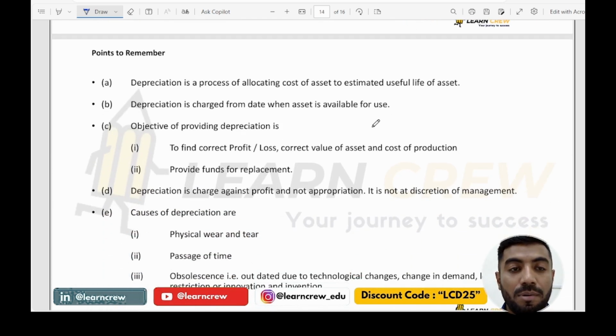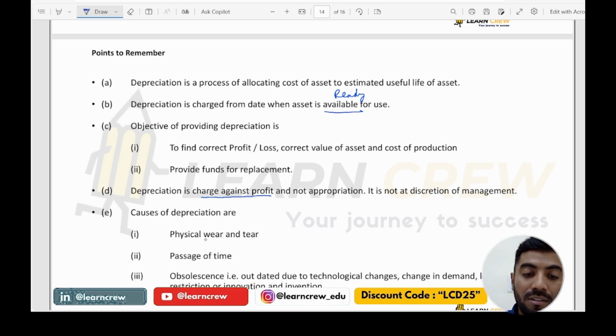Then there are some basic points which you need to remember. Depreciation is the process of allocating the cost of an asset over the estimated useful life of an asset. Depreciation is charged from the date when the asset is available for use, which means it is ready for use. The objective of providing depreciation is to find the correct P&L and provide funds for replacement. Depreciation is charged against profit and not appropriation. It is a charge against profit. It is not a depletion of management. It has to be done.